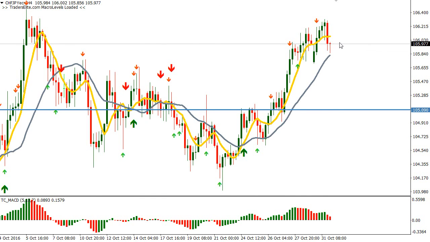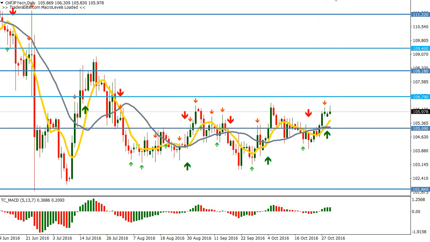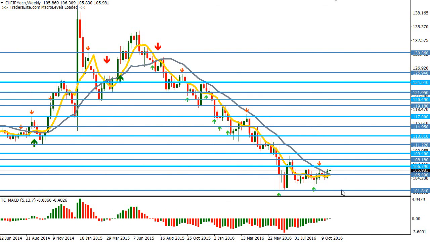Okay, Swiss yen, similar to the euro yen, 4 hour upward, daily upward, risk of a possible price flip that could see it move down temporarily. And then weekly, again, we're looking at a possible crossover at these oversold zones.